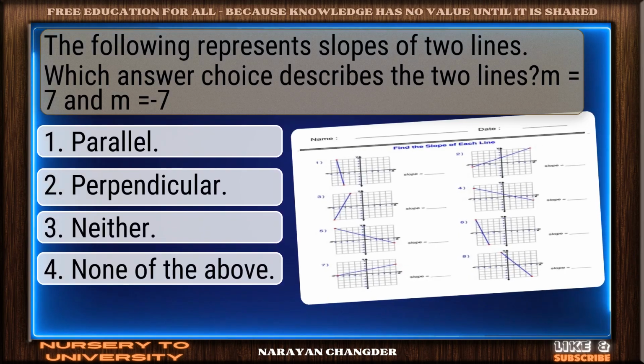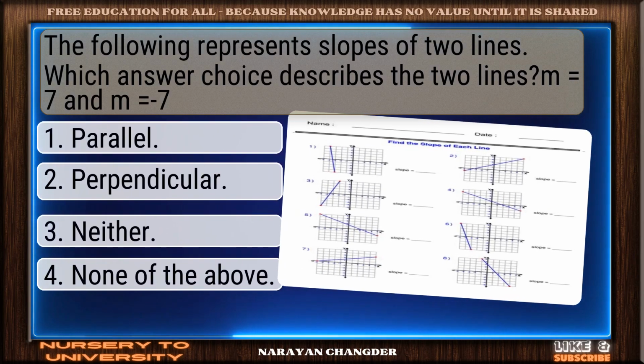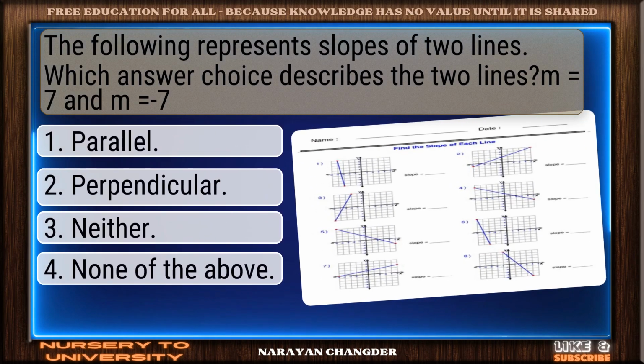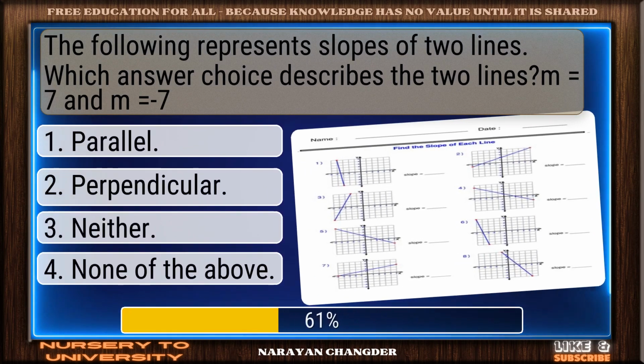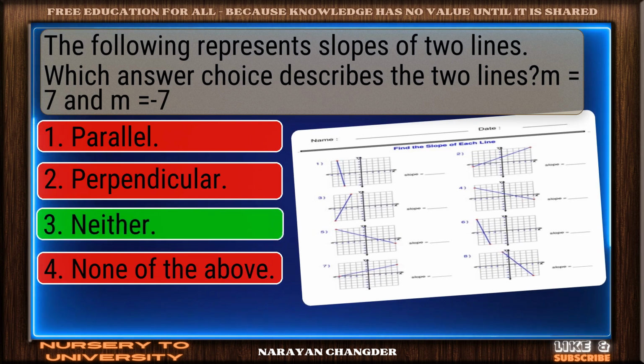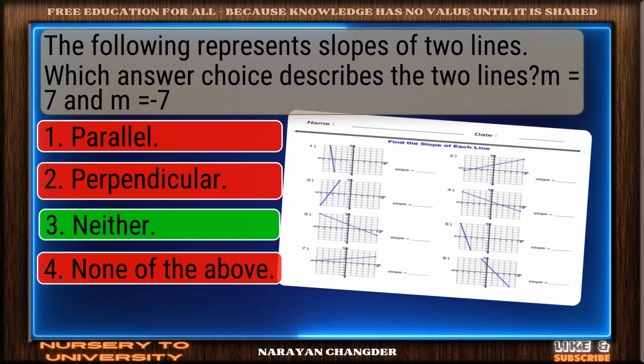Question number 29. The following represents slopes of two lines. Which answer choice describes the two lines? m equal to 7 and m equal to 7. You chose neither, and it is correct.